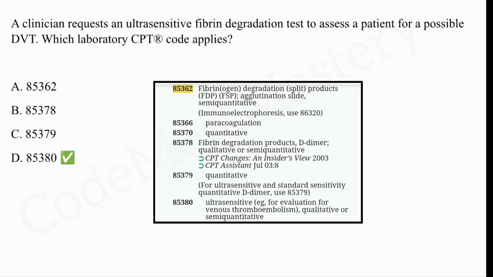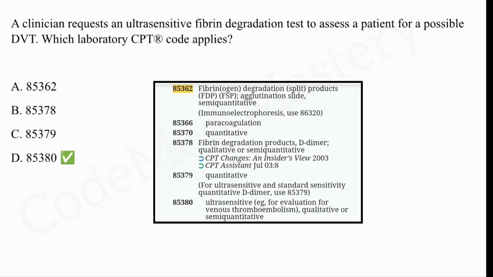So here the clinician is requesting ultrasensitive fibrin degradation test. So this is an ultrasensitive D-dimer used to evaluate possible venous thromboembolism including DVT. Therefore, the right answer is option D. Why other options are not correct? 85362 is for fibrinogen degradation products, agglutination slide, semi-quantitative. It is not related to D-dimer testing.